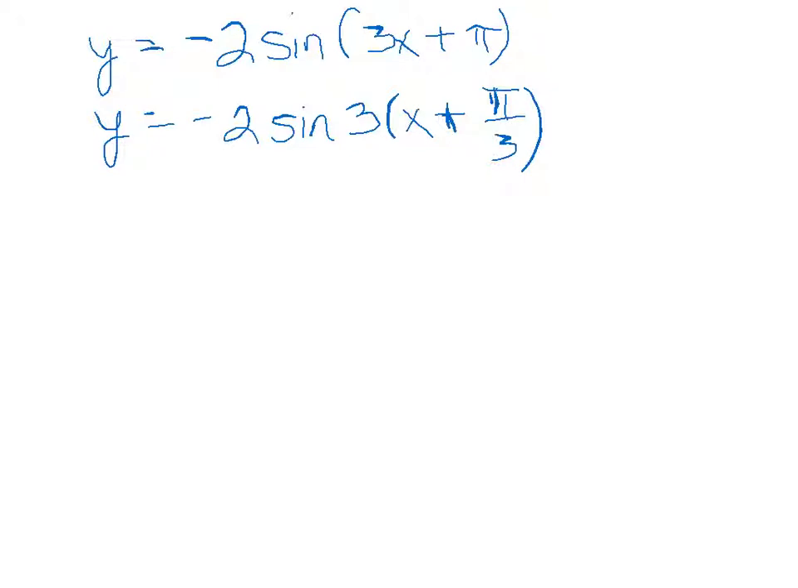So the first thing you have is this negative. Well, that means that you're going to have a reflection over the x-axis. The 2 means you're going to have an amplitude of 2. So that means you're going up 2, down 2.